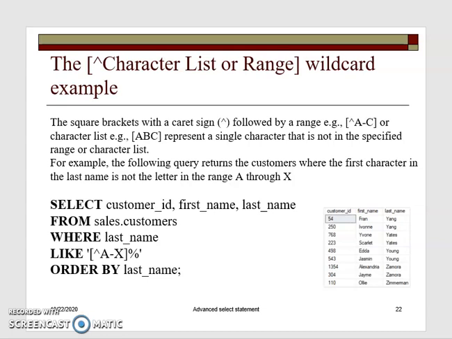For example, the following query returns the customers where the first character in the last name is not in the range A to X. I think that is pretty clear. Here we want you to return all the last names, but their first characters should not be within the range of A up to X, so you use the caret sign.